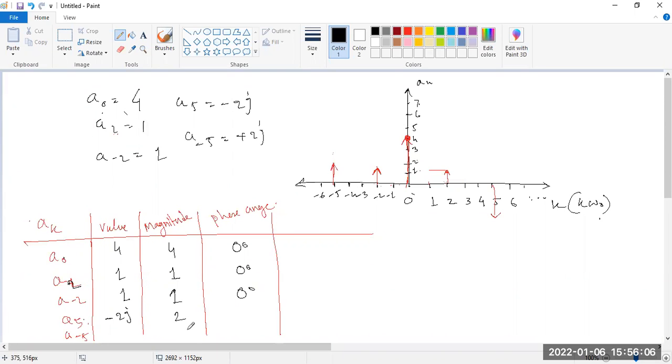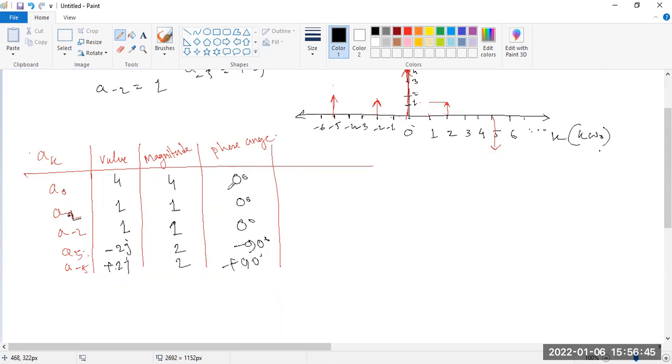And if I take this minus 2j, then phase angle is minus 90 degree. Same way, a minus 5 was positive 2j. If I take magnitude, then only 2 is coming, and its angle, if this is positive, then it is giving positive 90 degree. Okay, so in this way, we can find out the magnitude and the phase angle of a signal in the frequency domain.